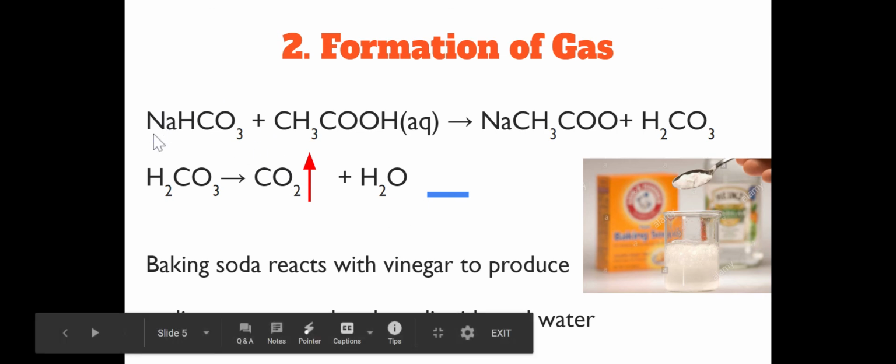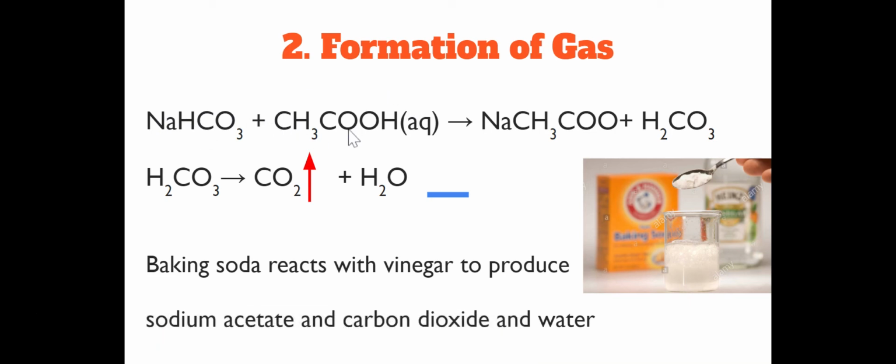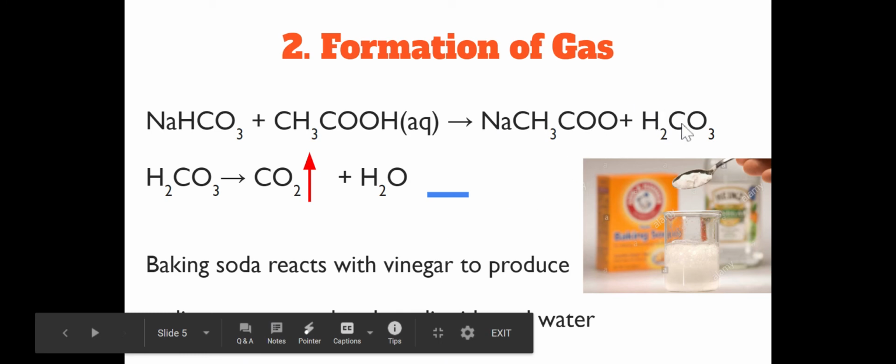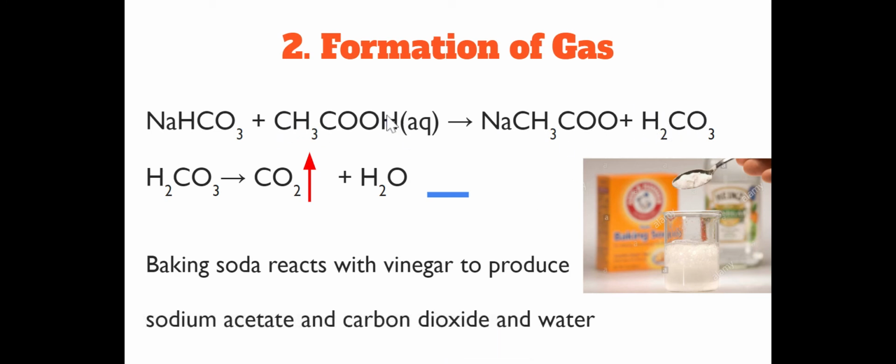When we mix up baking soda, which is sodium bicarbonate, with vinegar, which is called acetic acid, what happens is sodium can switch places with hydrogen. Sodium forms sodium acetate, and the H switches places with sodium and forms H2CO3. So we combine this H with this part, and it becomes H2CO3.